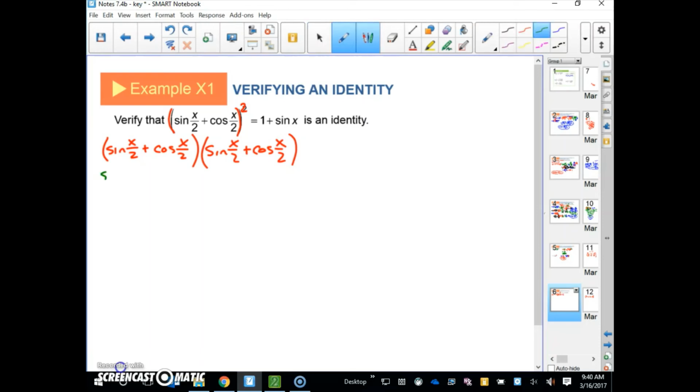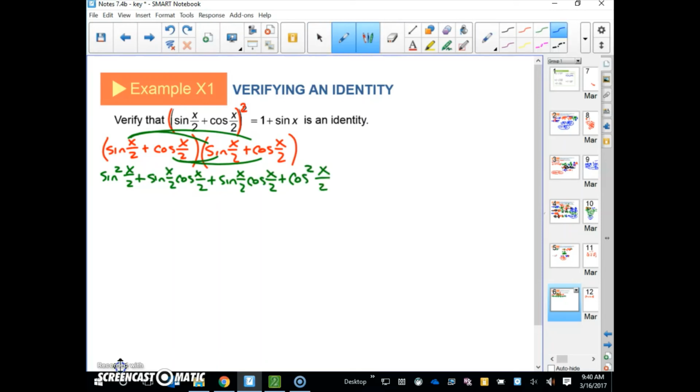So double distributive property, we're going to have sine squared x over 2 plus sine x over 2 cosine x over 2 plus another sine x over 2 cosine x over 2 and plus cosine squared x over 2. I see some like terms here and here, so I'm going to combine those together. I have sine squared x over 2 plus 2 sine x over 2 cosine x over 2 plus cosine squared x over 2.